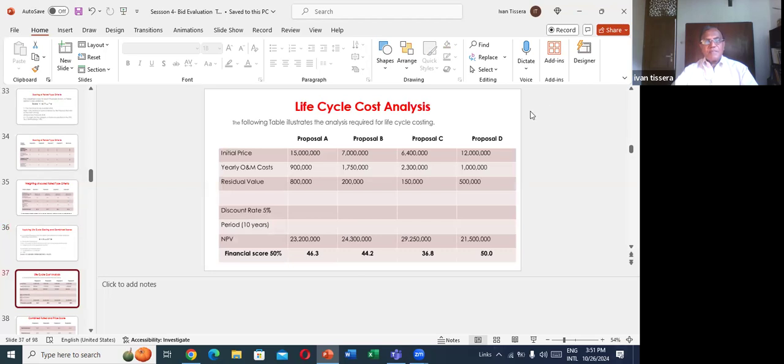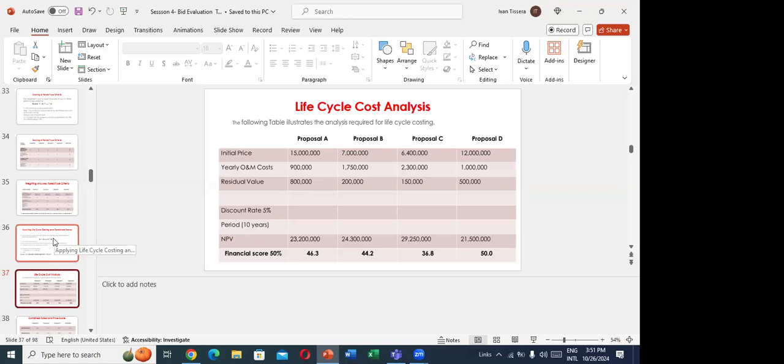Now, these are different prices given: A, B, C, D, E. This is another example. The following table illustrates the analysis of... So excuse me, sorry, sorry.